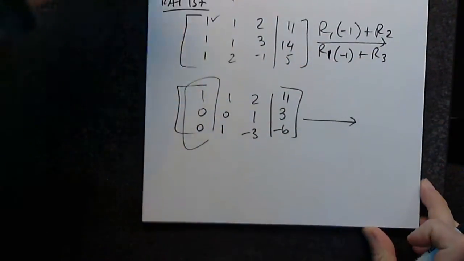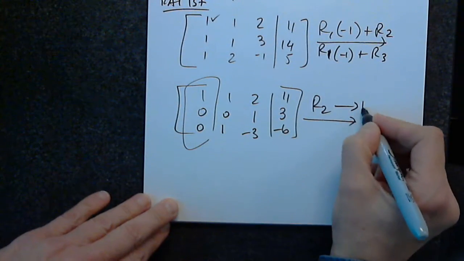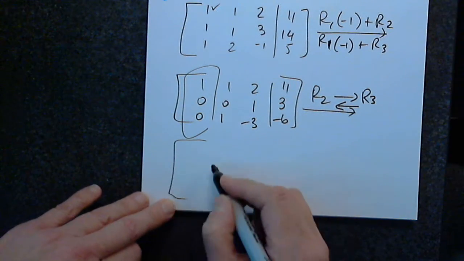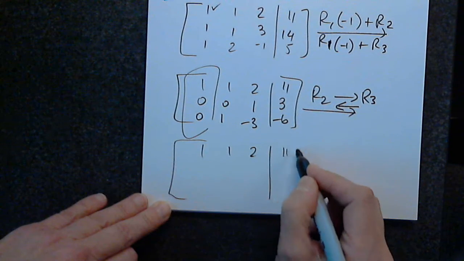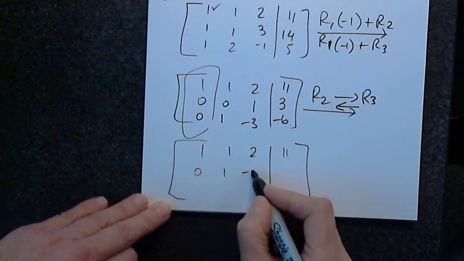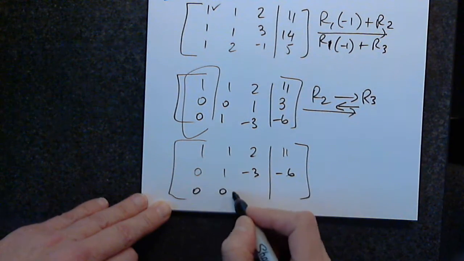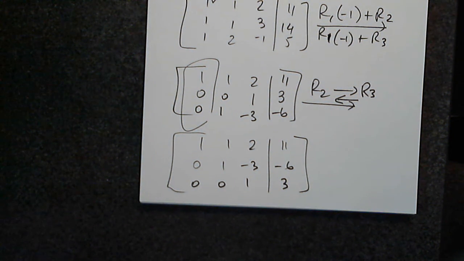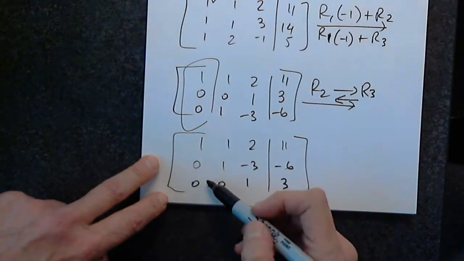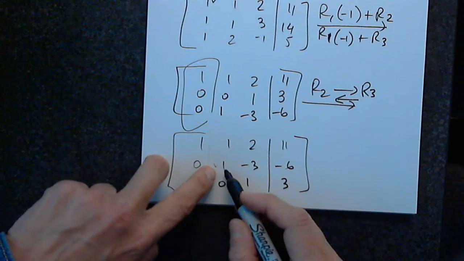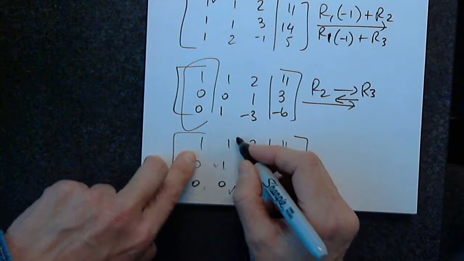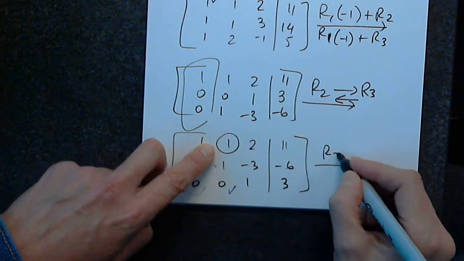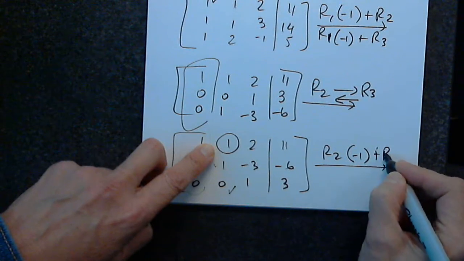So now I will say that row 2 becomes row 3 and row 3 becomes row 2. And then I copy 1, 1, 2, 11, and then 0, 1, negative 3, negative 6, and 0, 0, 1, 3. Is this okay? So now the first column is done. The middle of 1, this is done. The only concern I have is just this. So I have to multiply row 2 by negative 1 and add it to row 1.